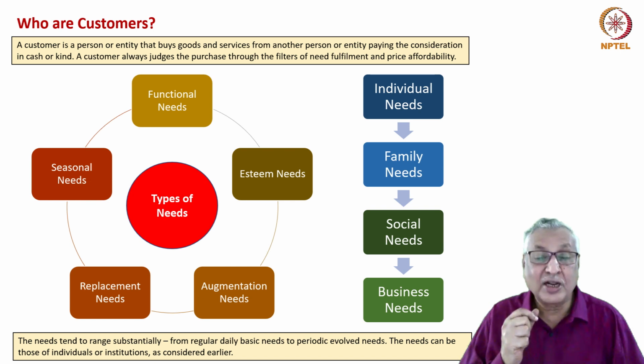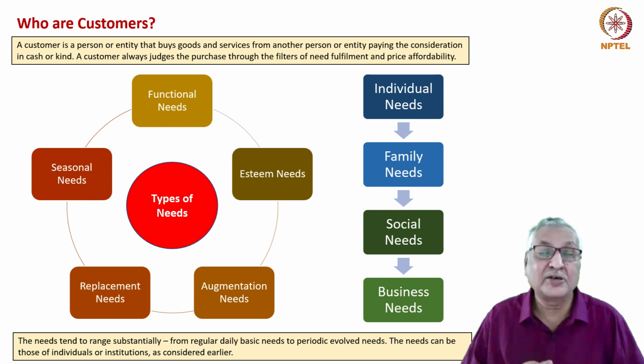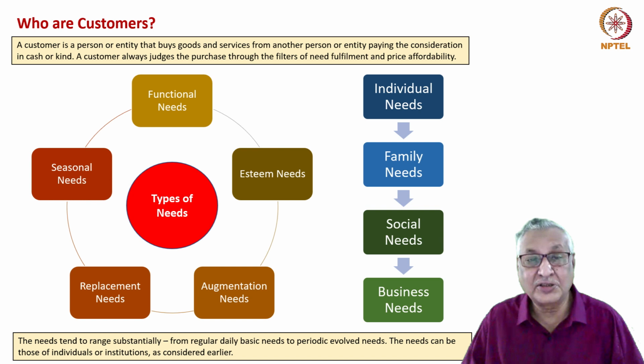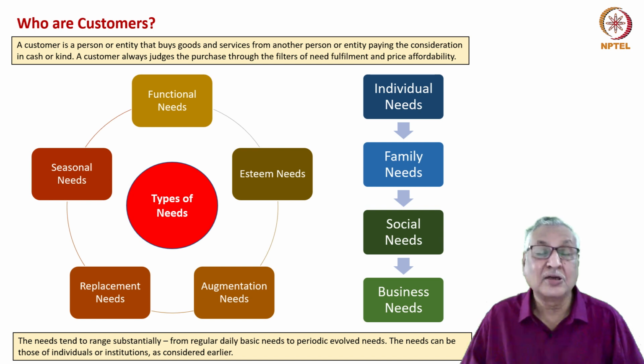So the types of needs that are important to be catered to by companies are functional needs. That is, you require a product for undertaking an activity of the user. That is the functional need. Second, it should fulfill esteem needs. Esteem is an important aspect. Esteem is not ego. Esteem is an important need of social acceptability.